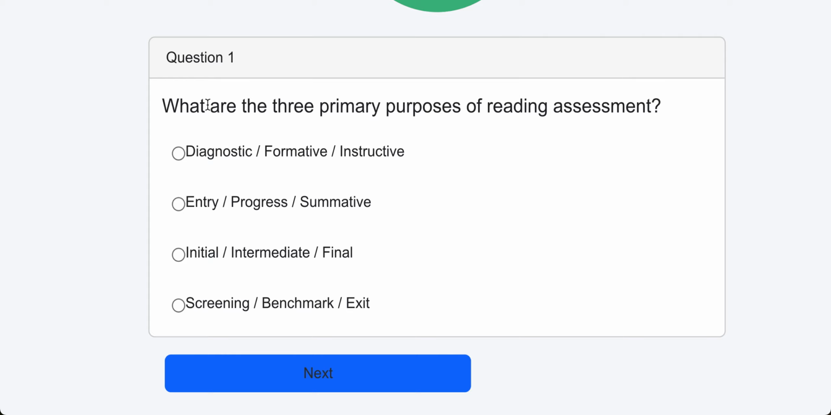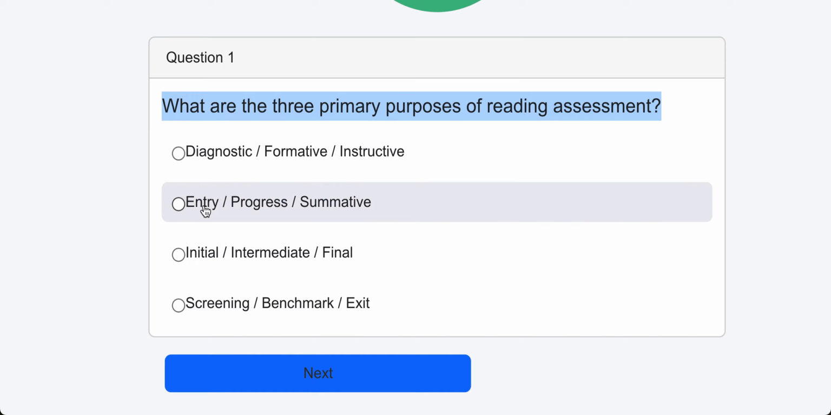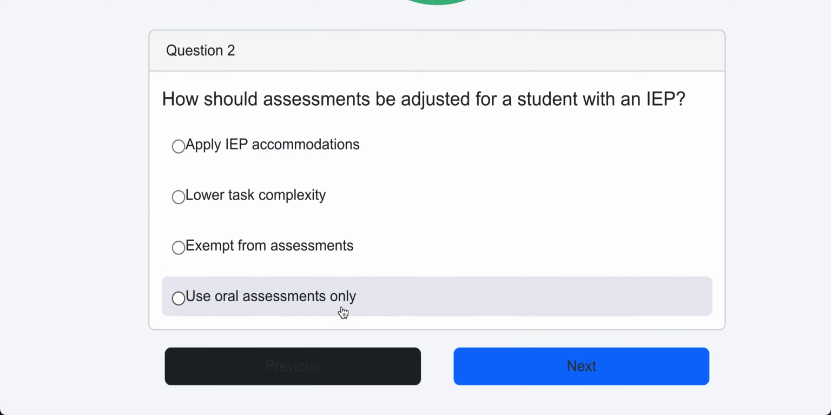Question number 1 reads, what are 3 primary purposes of reading assessment? Three primary purposes. Remember that we have the entry level, we have the progress monitoring level, and then we have the summative reading assessment. So that's where we're going to click right there. Go on to question number 2.